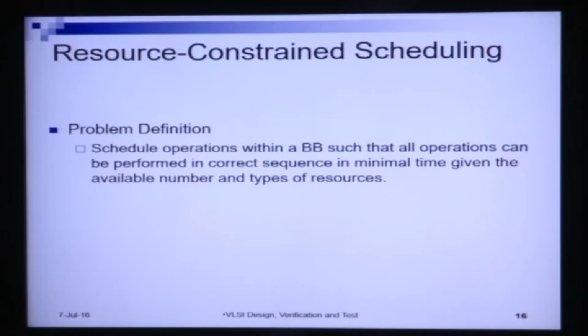So, the first one here is resource constrained scheduling. What is the definition of the problem? Schedule all operations within a basic block such that they can be performed in correct sequence in minimal time given the available numbers and types of resources. So, now we have a constraint on the total amount of resources that we can use. Given this constraint on the availability of resources, we have to perform all the operations in the basic block in minimum time. So, we want to maximize performance given an area constraint or a resource constraint on the circuit.